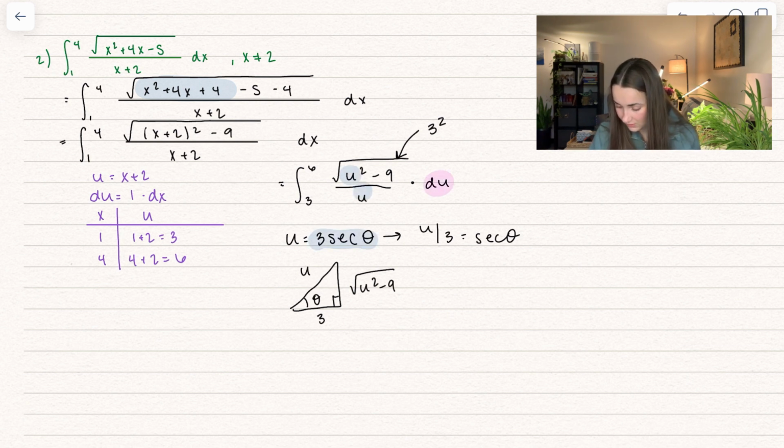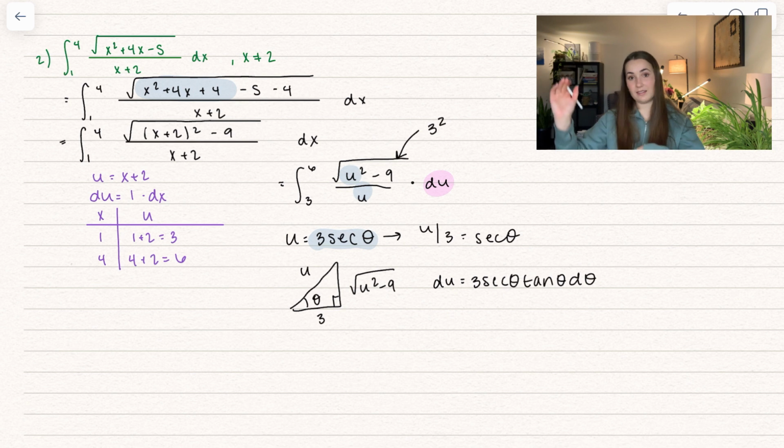We also need to find our du, so let's go ahead and do that. A lot of people get comfortable just skipping to this step. du is equal to 3 secant theta tangent theta d theta. Or if you wanted to write that as d theta over dx and then multiply it over, whatever you're comfortable with. So we found what our du is equal to, right?